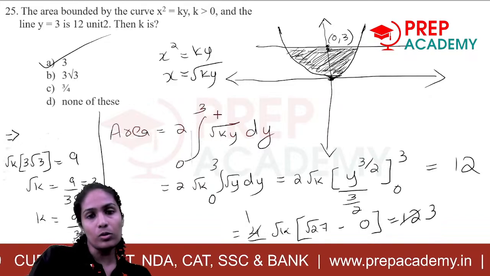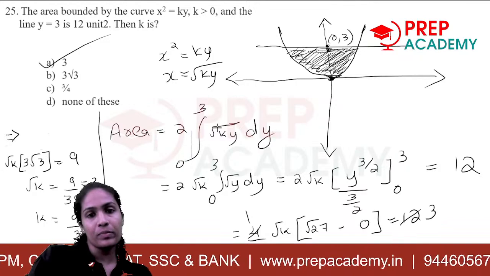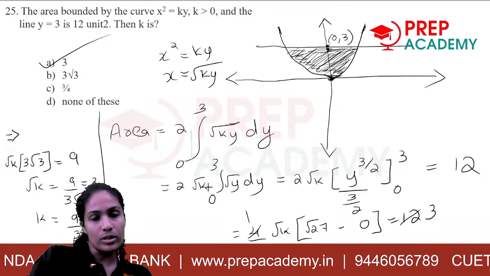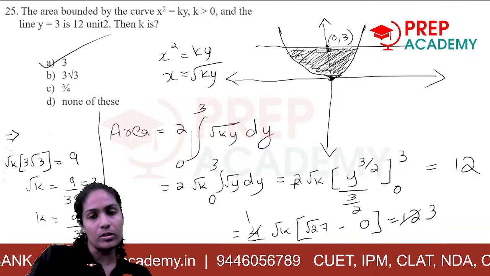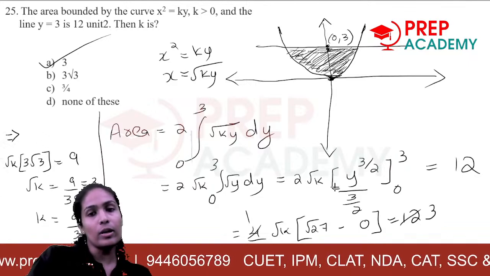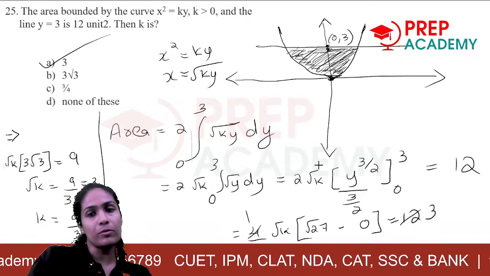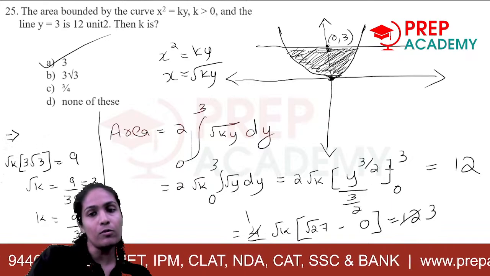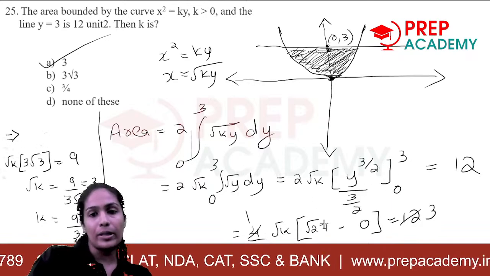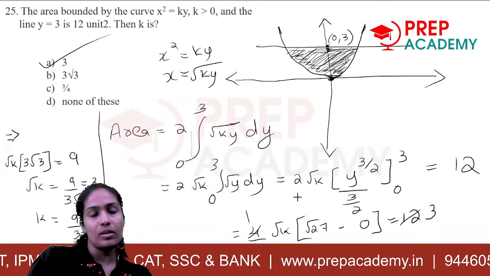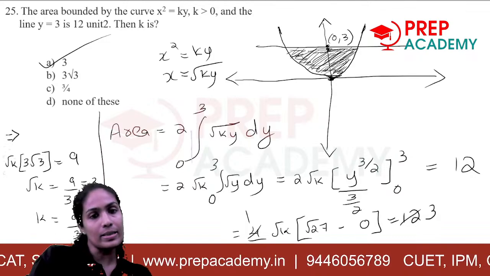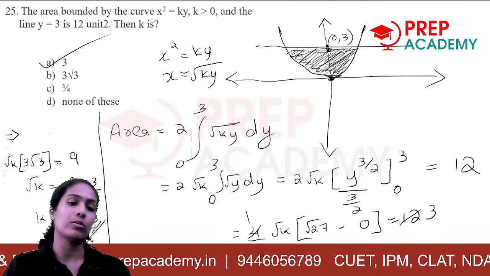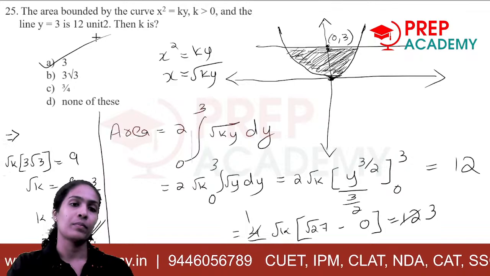Limit is from 0 to 3 root of ky dy. Root k is a constant, so you can take it outside. 2 into root k into integral 0 to 3 root y dy, which is equal to 2 into root k into integral of y raised to 1 by 2, which is y raised to 3 by 2 by 3 by 2, within the limit 0 to 3. Apply the upper limit, then the lower limit. On solving this, you get root k as 3 by root 3. On squaring, k is equal to 9 by 3, which is equal to 3. Option A.